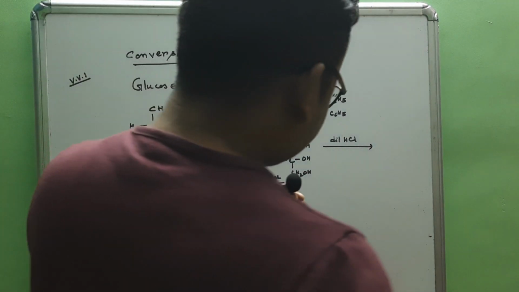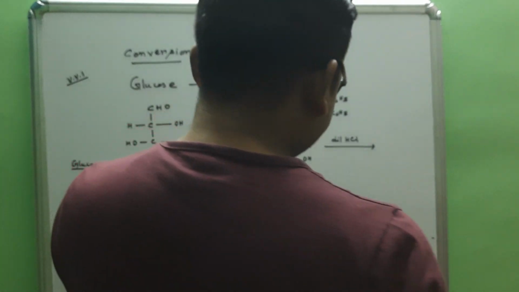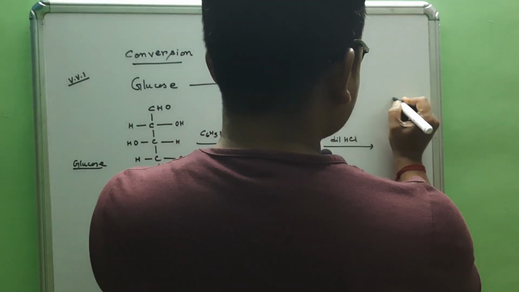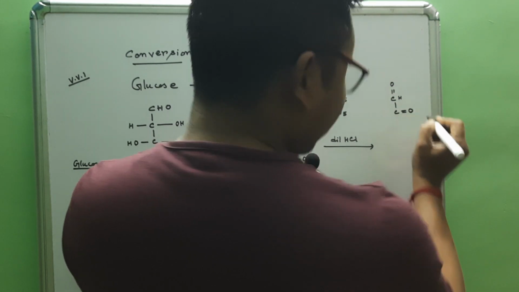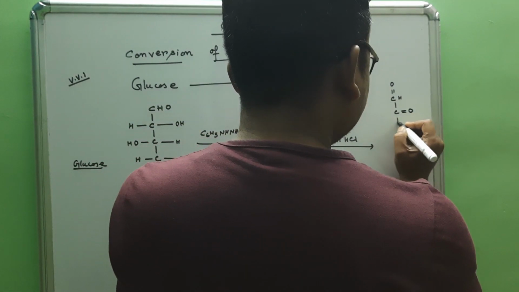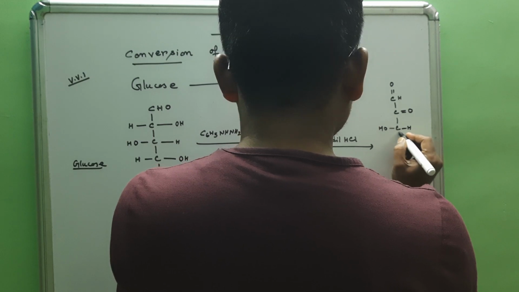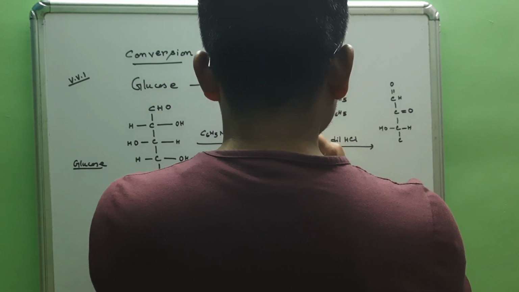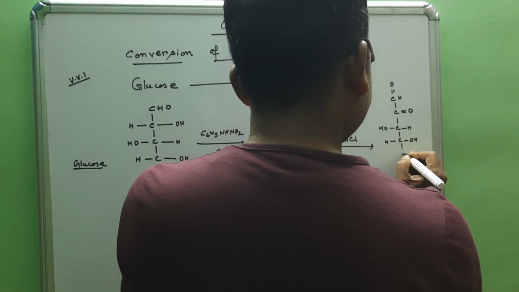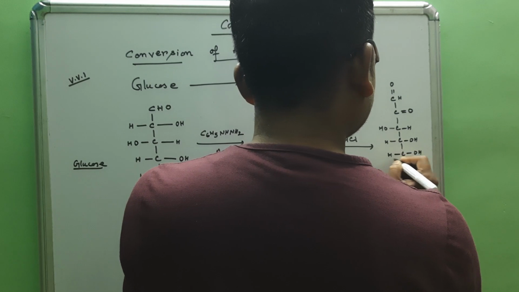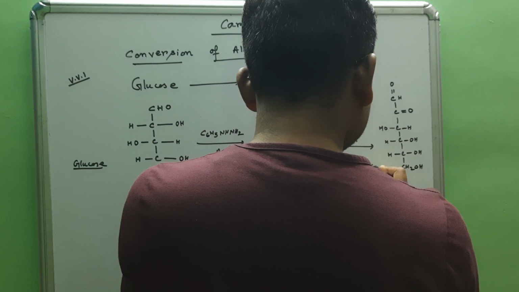So if the glucosazone is treated with dilute HCl, it gives glucosone. Look, the keto carbonyl already appears here, and the rest of the portion from carbon 3 to 6, that is carbon atoms 3, 4, 5, 6, remains the same. This is glucosone.